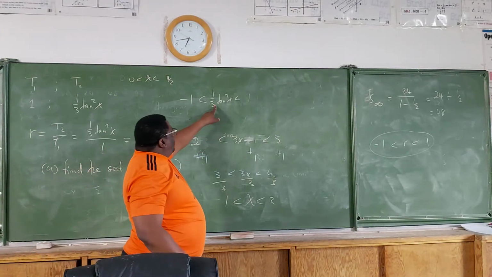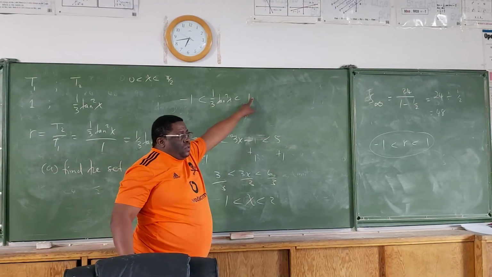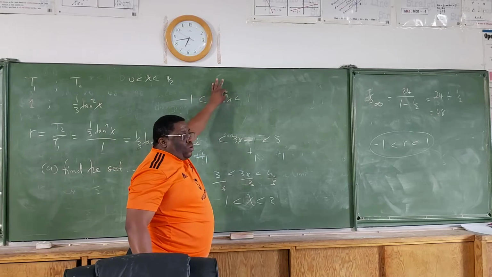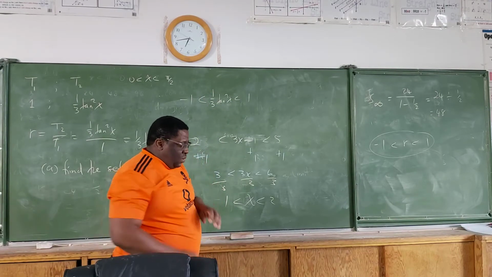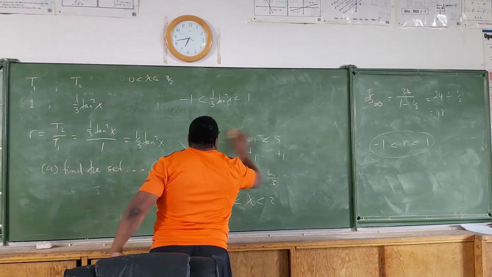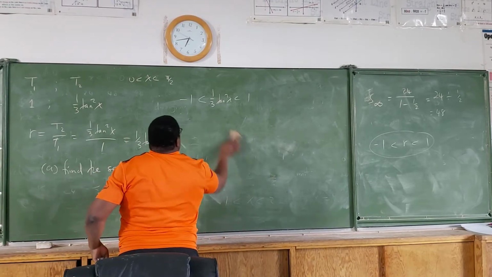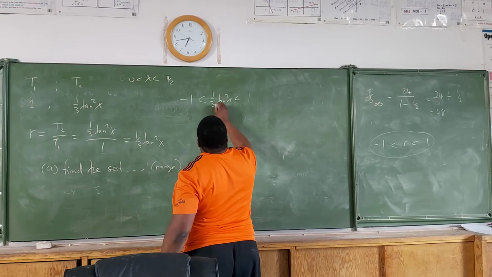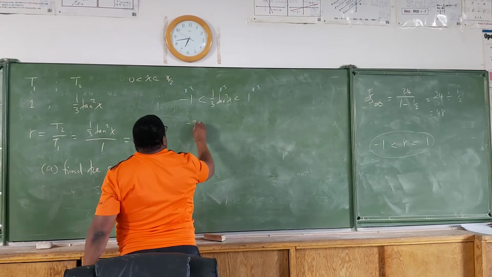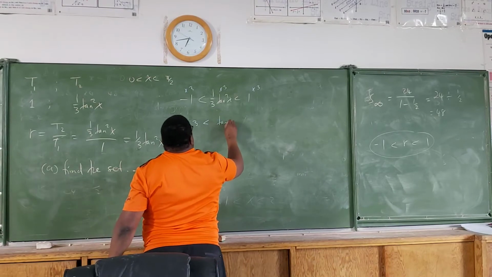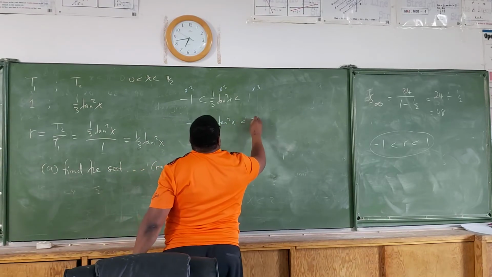But I'm going to first multiply by 3, and then I'm going to take the square root so that I can have my tan x on its own. You follow? So first things first, multiply by 3, by 3, by 3. It's -3 less than tan squared x less than 3.